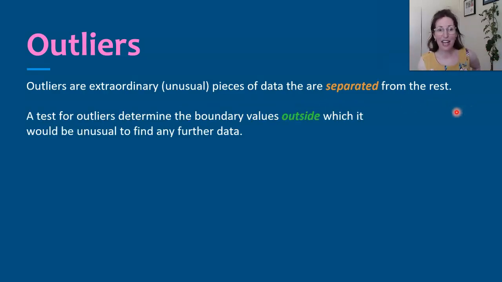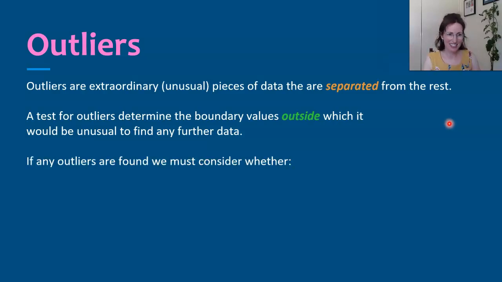To test for outliers, we have to determine the boundary values outside which it would be unusual to find any further data. What does that mean? Maybe if you think of heights in your year level, let's say year 11 students, you would think of where the majority lie, the average, and then you might think of shorter people or really tall people. At what point do they get classed as an outlier, or at what point are they just a tall person but within the majority? So we have to have a way of testing.